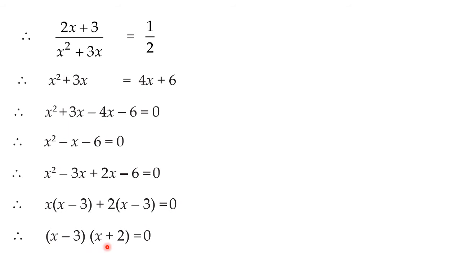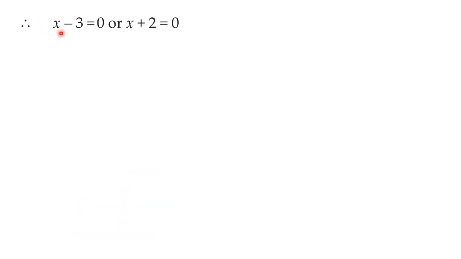So the factors for the polynomial x square minus x minus 6 are x minus 3 and x plus 2. After getting this, the next step is the either-or: either the first bracket is 0 or the second bracket is 0. So we write x minus 3 is equal to 0 or x plus 2 is equal to 0. From this we will get x is equal to plus 3, as the minus we shift to the right hand side. And from here we will get x is equal to minus 2. So x is equal to plus 3 or x is equal to minus 2.